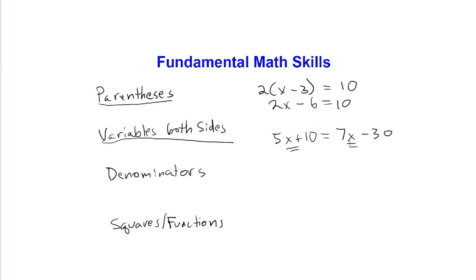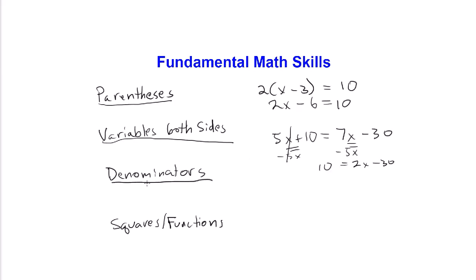When I solve an equation, I want to isolate my variable on one side. So guess what? I'm going to subtract the 5x off of one side. That's how we usually get rid of the variables on one side. That cancels. I end up with 10 equals 7 minus 5, which is 2x minus 30. I'll add 30 to both sides. 2x equals 40. X equals 20. That's how we deal with variables on both sides.